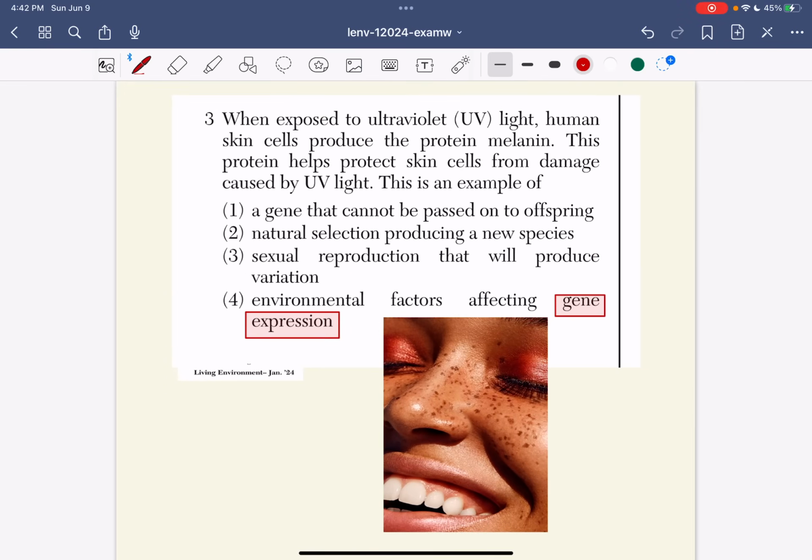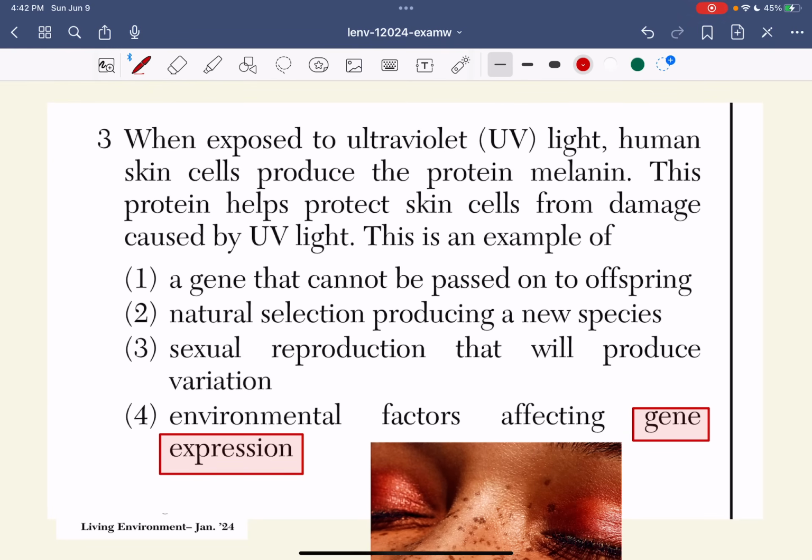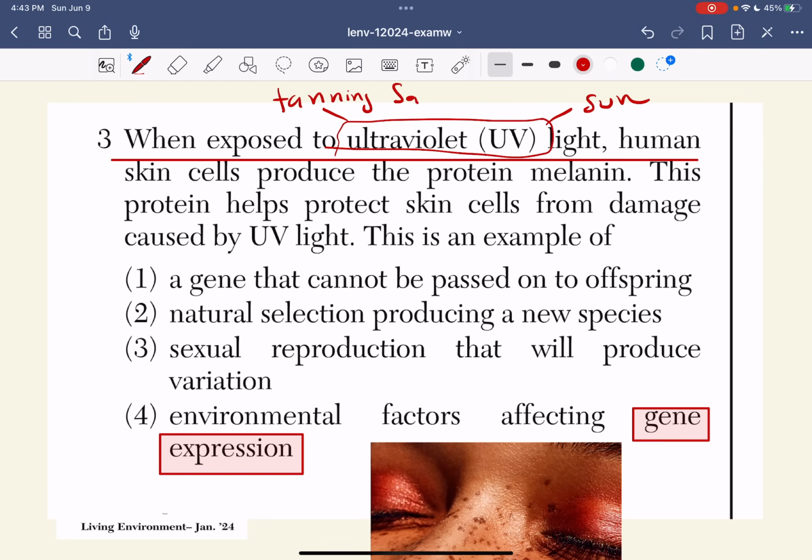Okay. Number 3, let's take a look at number 3. When exposed to ultraviolet UV light, okay, let's pause here for a second. Ultraviolet UV light, where does that come from? Where can it come from? Ultraviolet UV light comes from the sun or from tanning salons. Big no-no. Try not to do tanning salons. I'm even going to cross that out. You can't avoid the sun if you're out. So if you're out in the sun, you want to wear sunscreen. We'll talk about that in a second.